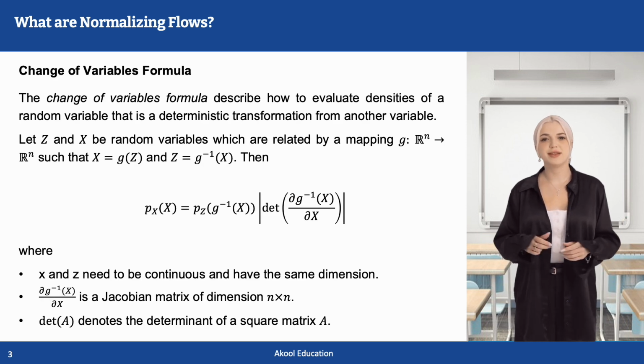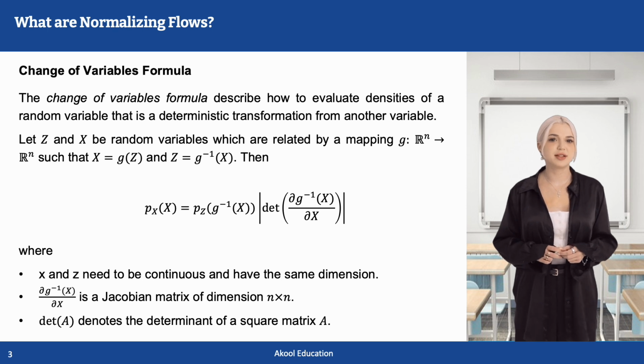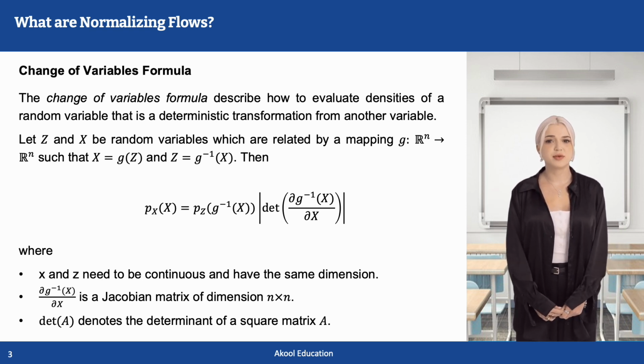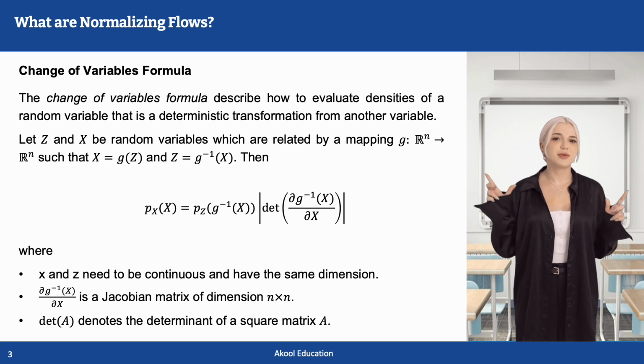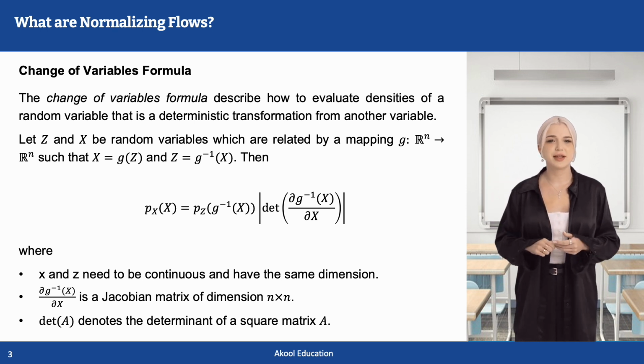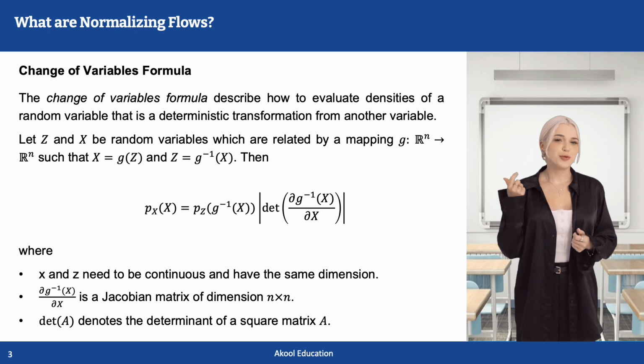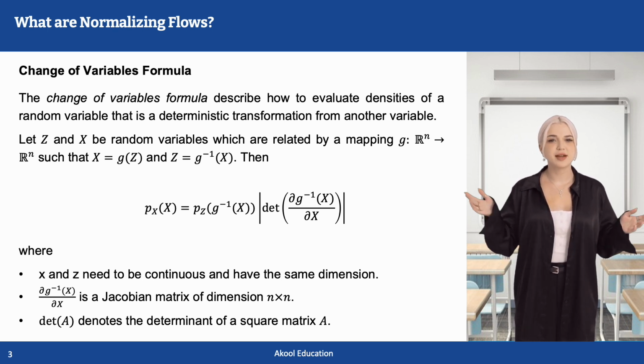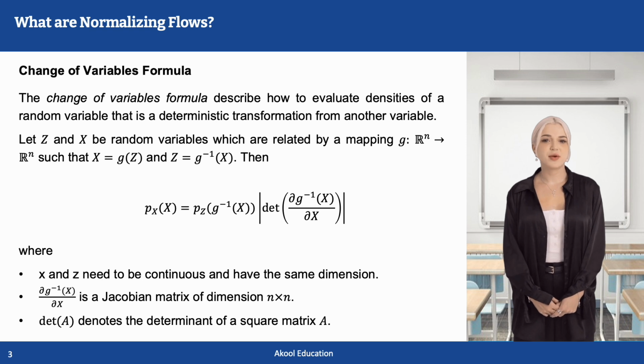Before diving into normalizing flows, we first introduce the change of variables formula, a fundamental concept in normalizing flows. This formula enables us to compute the probability density function of transformed variables. Let Z and X be random variables which are related by a mapping G, such that X equals G of Z and Z equals G inverse of X. The probability of X is given by the formula displayed, where X and Z need to be continuous and have the same dimension. The formula involves computation of the determinant of a Jacobian matrix, which is very challenging.